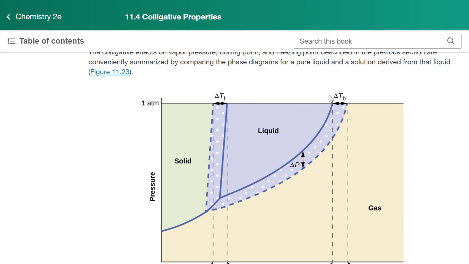And on the outside, we're showing, okay, well, if we have a certain amount of a solute present, we're going to change these numbers. So we're going to change that freezing point. It's going to be a bit lower. We're going to change that boiling point. It's going to be a bit higher. And so we're increasing the range of the liquid phase, which is what you want for your engine coolant. You want a larger range over which you have a liquid.